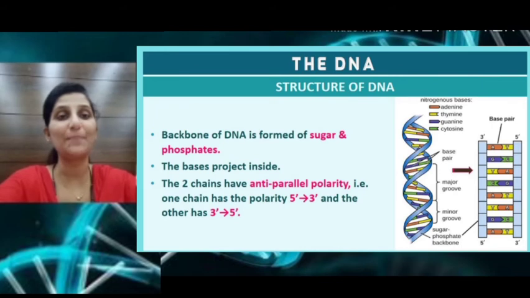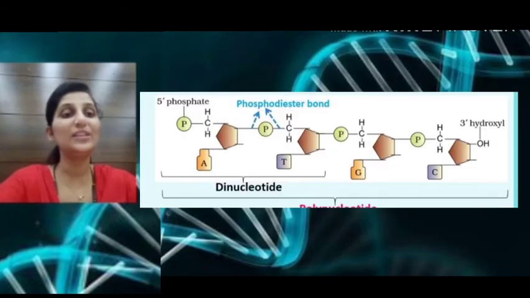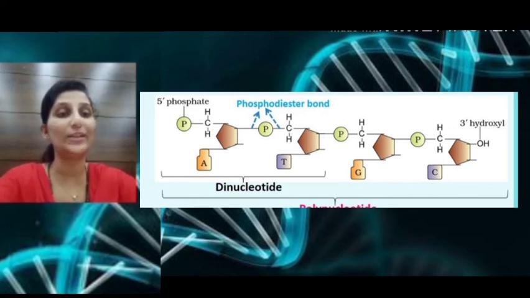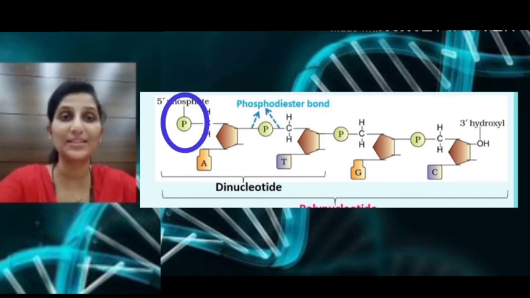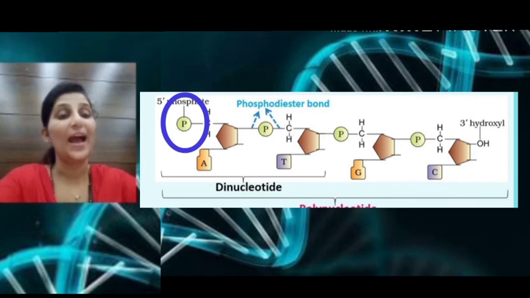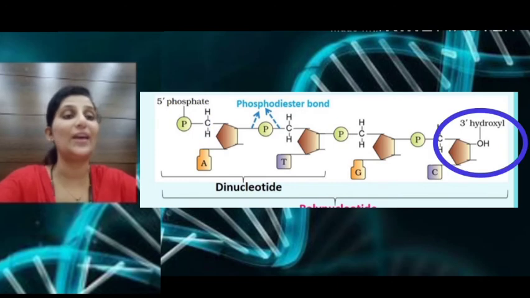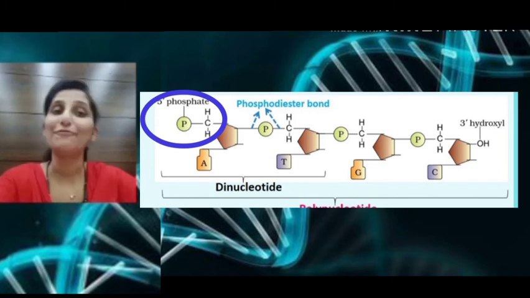I will tell you what an anti-parallel direction is. In this picture, we can see that at one end of a polynucleotide chain, there is a phosphate moiety, a free phosphate molecule at the 5' end. This end is called the 5' end. Whereas at the other end, there is a free hydroxyl moiety at the 3' end. So this end is called the 3' end, and this is called the 5' end.